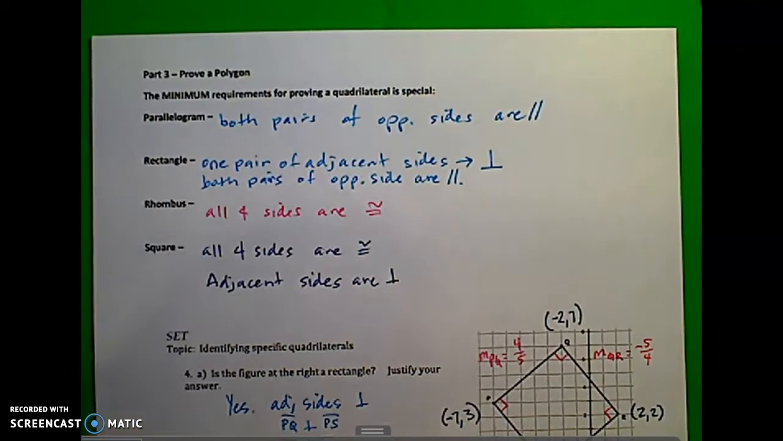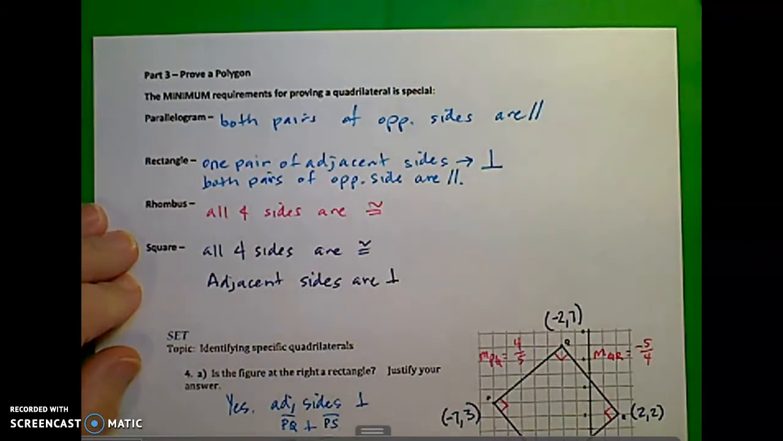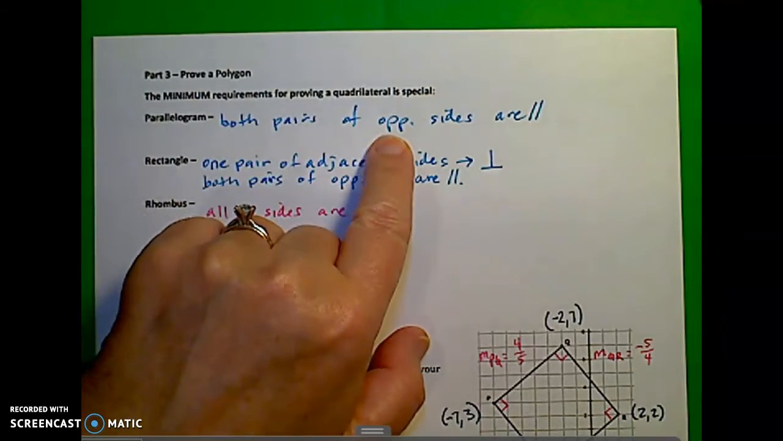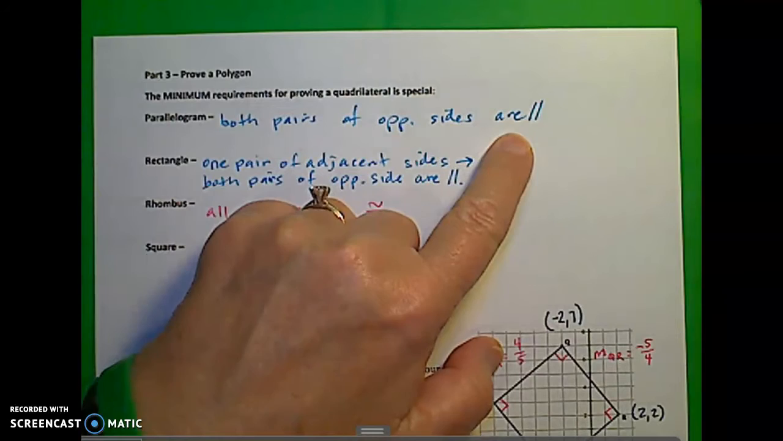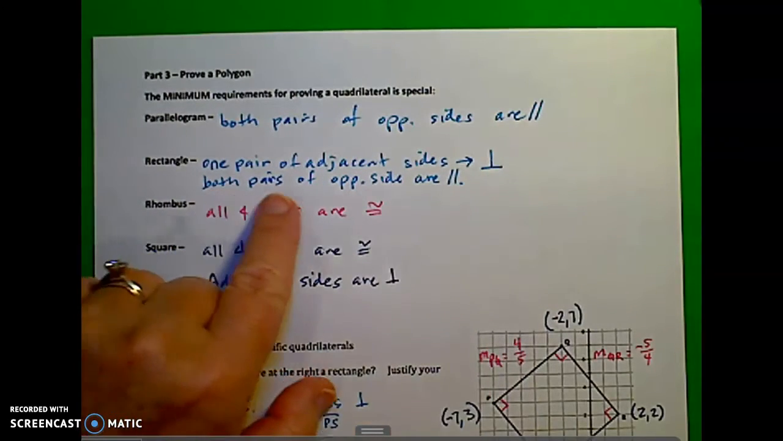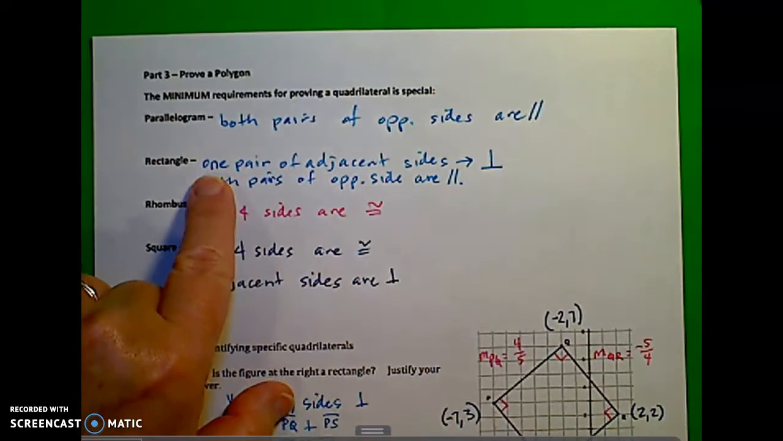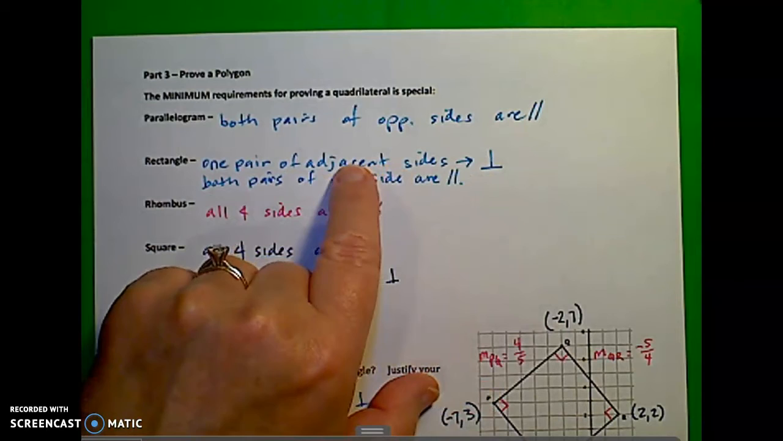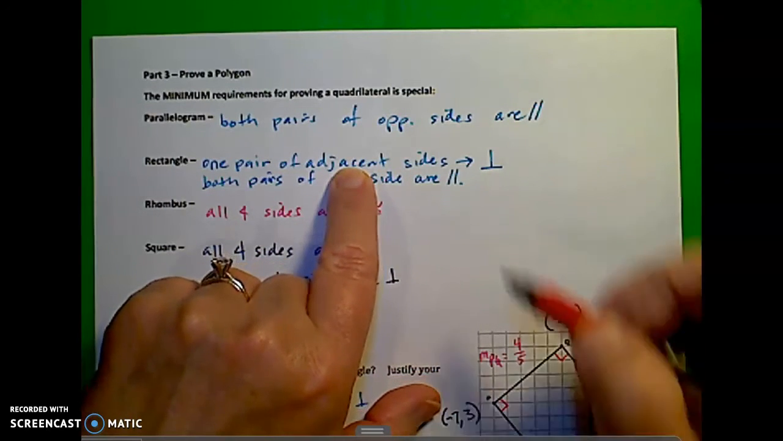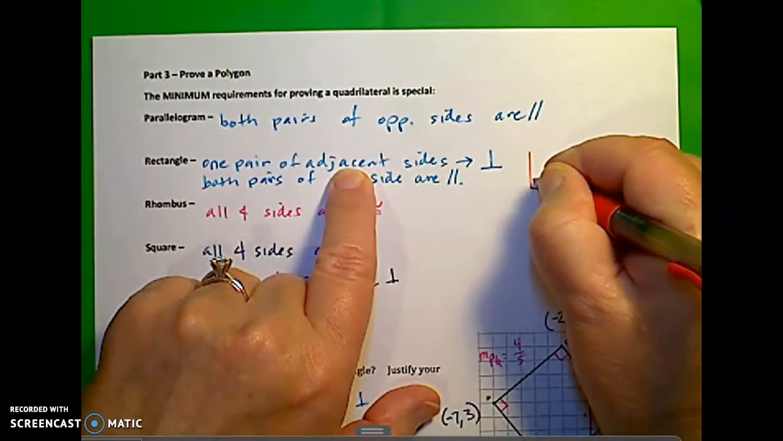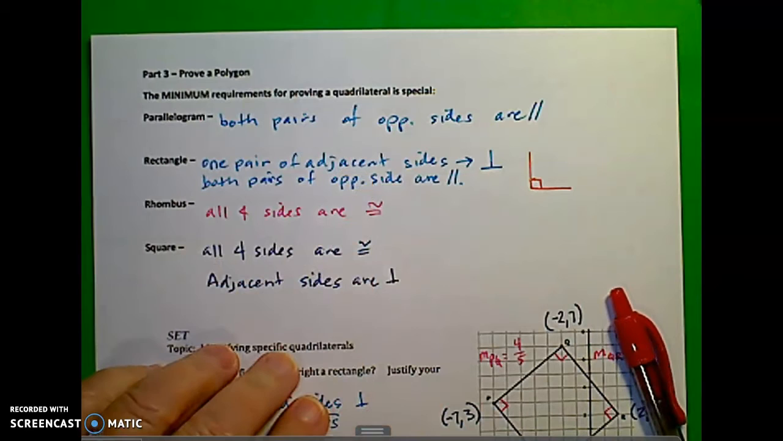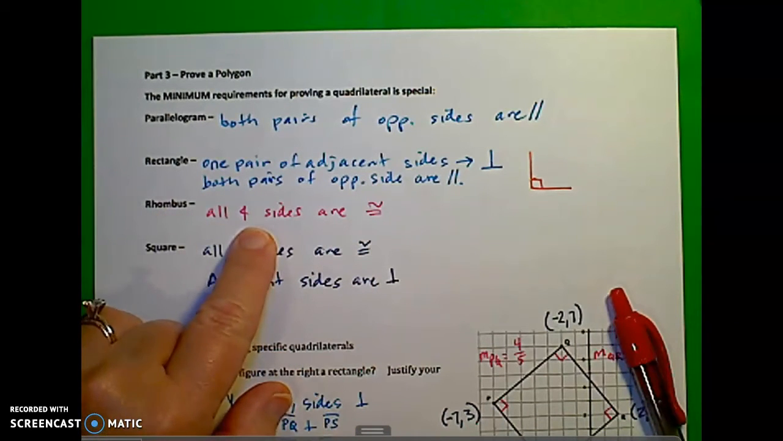But what are the minimum things we need to know to prove these are true? In a parallelogram, we have to know that both pairs of opposite sides are parallel. In a rectangle, we need both pairs of opposite sides parallel, and we need to show that one pair of adjacent sides is perpendicular. Adjacent sides means right next to each other. Basically, we want to show that a side is perpendicular and that we get a right angle. And that's a property of a rectangle. In a rhombus, we have to show that all 4 sides are congruent. And it's as simple as that.